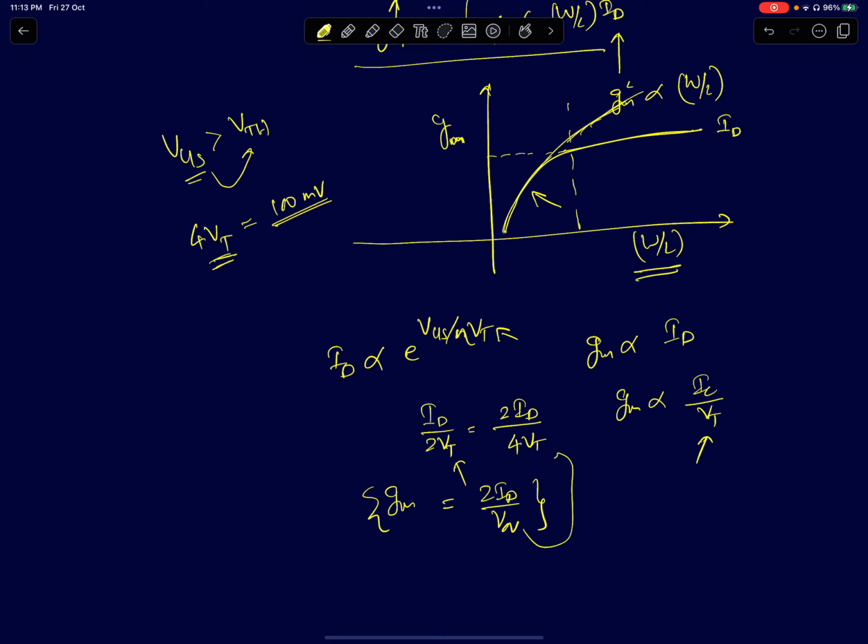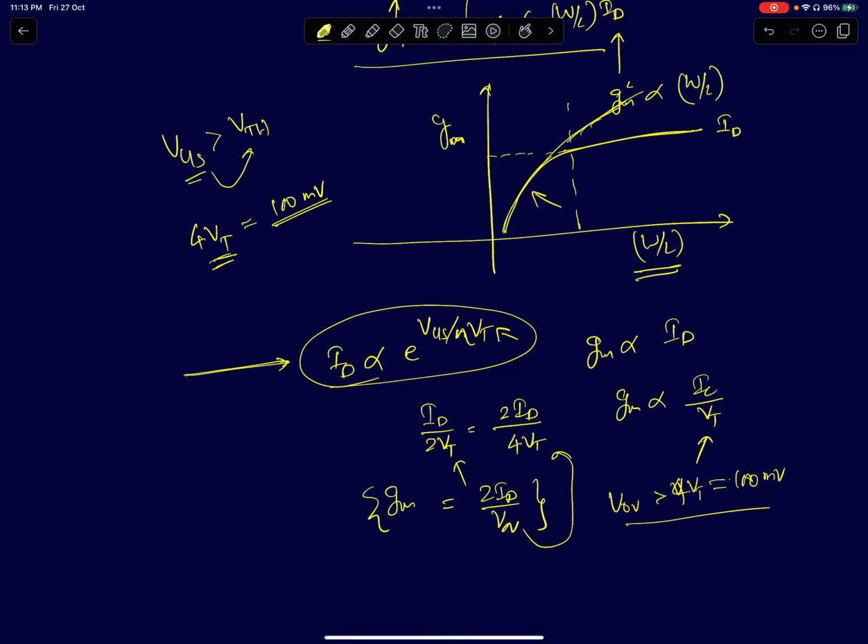That's why I said when your V overdrive is less than 4 VT, which is 100 millivolts, the device generally enters the subthreshold or weak inversion region. In the weak inversion region, this is the characteristic the device follows. The mathematics for why it does, you'll find in any reference; you can search for it on the internet, or any good book on MOS modeling should have it. But for circuit designers, the physics part of it is not important.